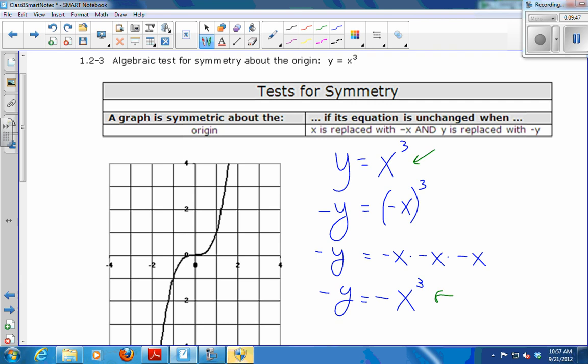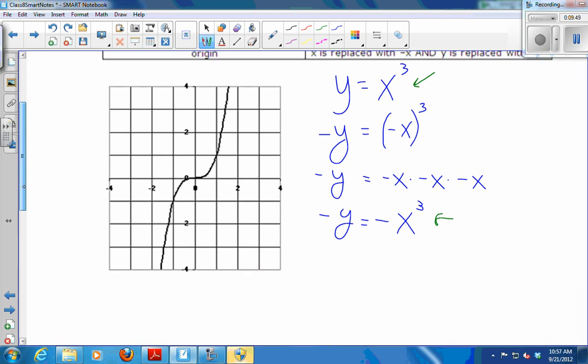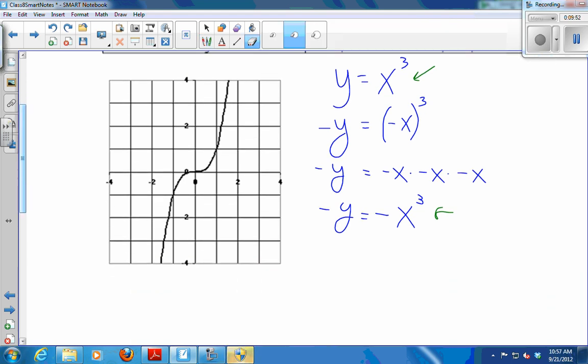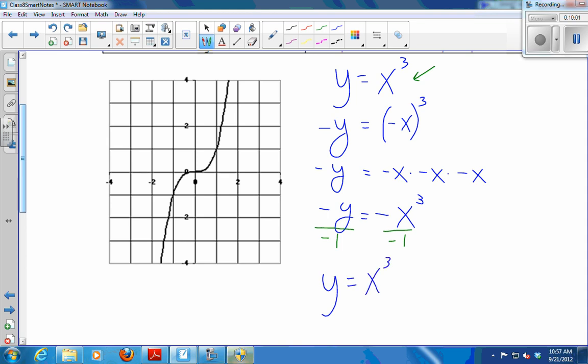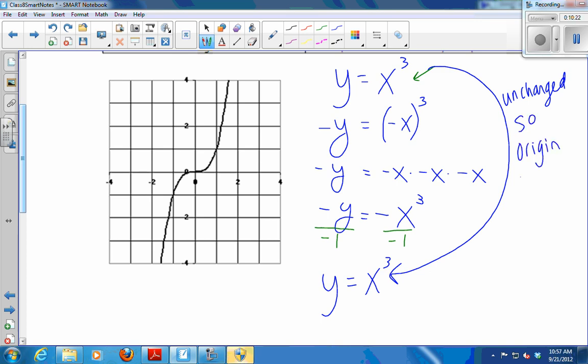You can think of it like that, or you can think of it as if I divided both sides of this equation by negative 1, I would end up with y equals x cubed. When you do the same thing to both sides of an equation, you create an equivalent equation. So these two are the same, unchanged. So origin symmetry.